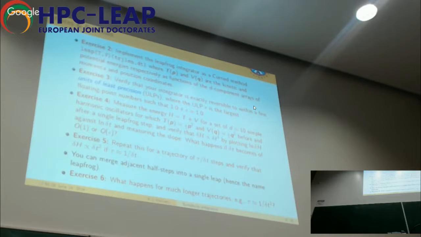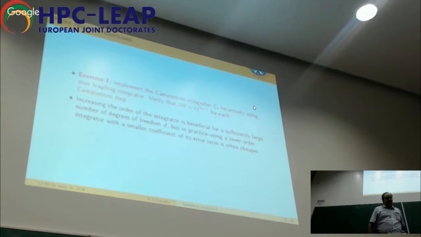And finally, what happens if you consider this for a much longer trajectory, so trajectories of order length 1 over delta tau squared? What do you expect to happen? And you might be surprised that it doesn't happen. Okay, and finally, implement Campostrini integration of order n recursively, and verify that for suitable step sizes the error grows like delta tau to the 2n plus 1 for each individual Campostrini step.